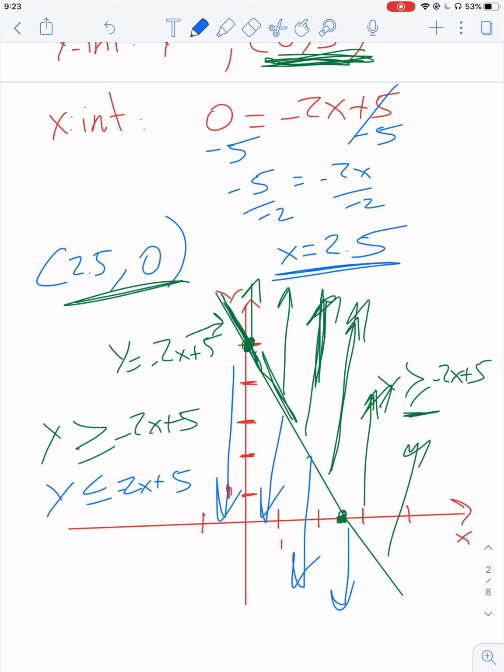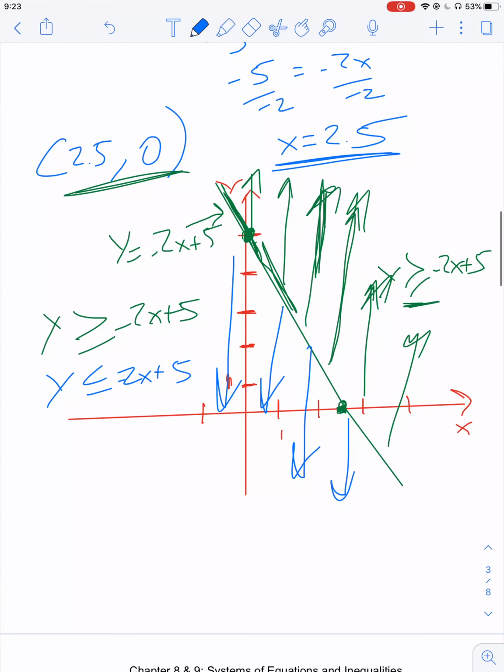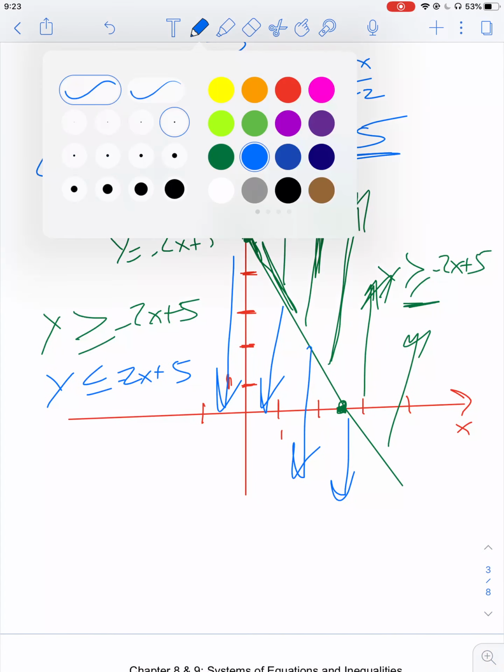So you have two possibilities. If it's greater than, then everything on top is included. If it's less than, then everything underneath has to be included. But you also have two other possibilities.